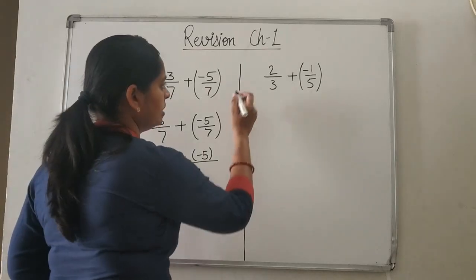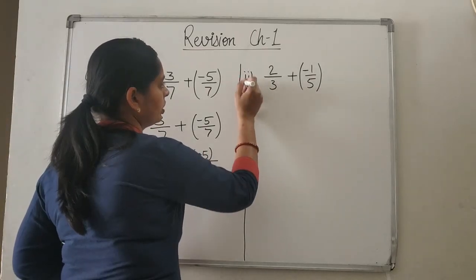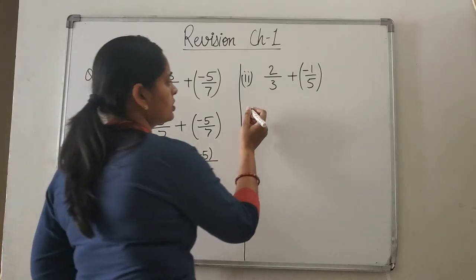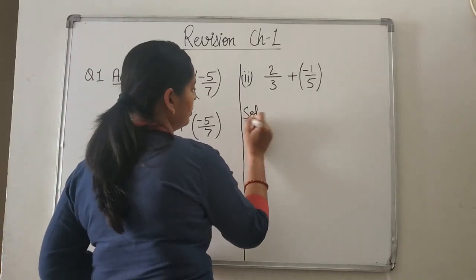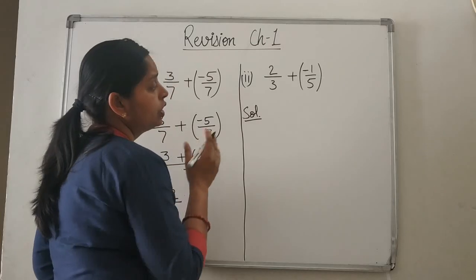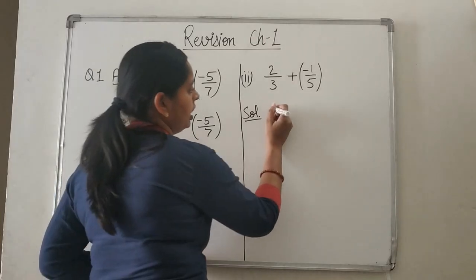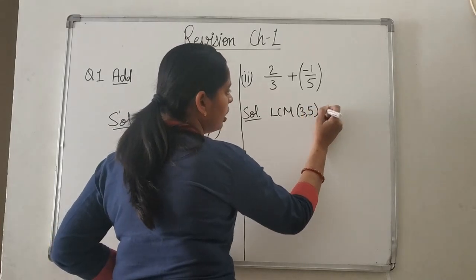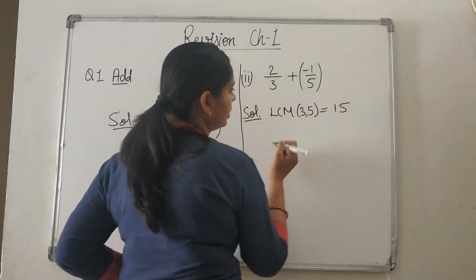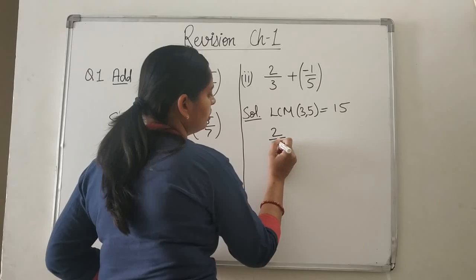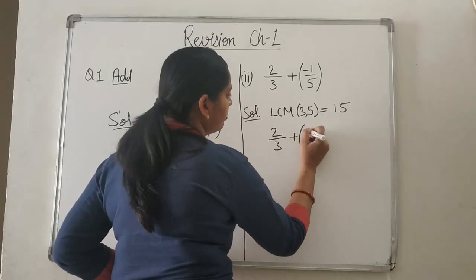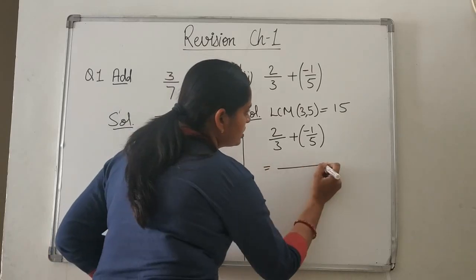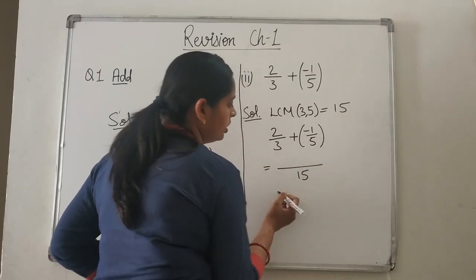Now, see the second part. If you are not having the same denominator, then what you will do? So same, what you are following that time when you are doing with the addition of fraction. You are finding the LCM. LCM of 3 and 5 will give you how much? 15, right? So, 2 by 3 plus minus 1 upon 5 will give you how much? LCM is now 15, right?